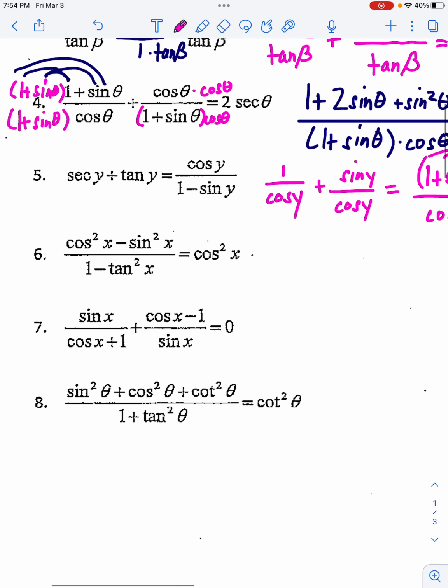Number 6. Number 6 got me at first. Okay, number 6 was kind of a toughie.